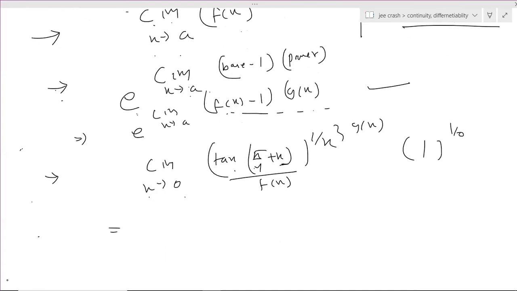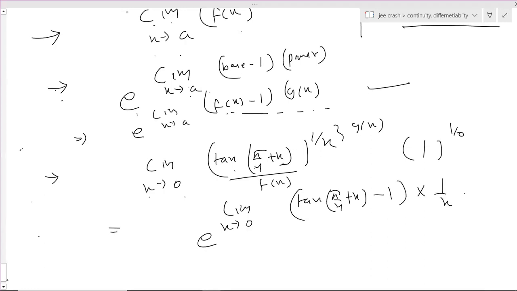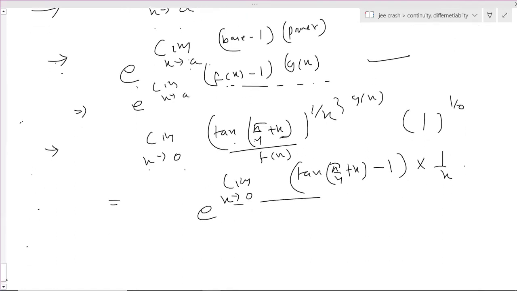So the solution of this will be e to the power limit x tending to 0 of (this minus 1) into 1 upon x. Now this limit we can solve using L'Hopital. Yes, absolutely correct. So I believe you can find the answer.